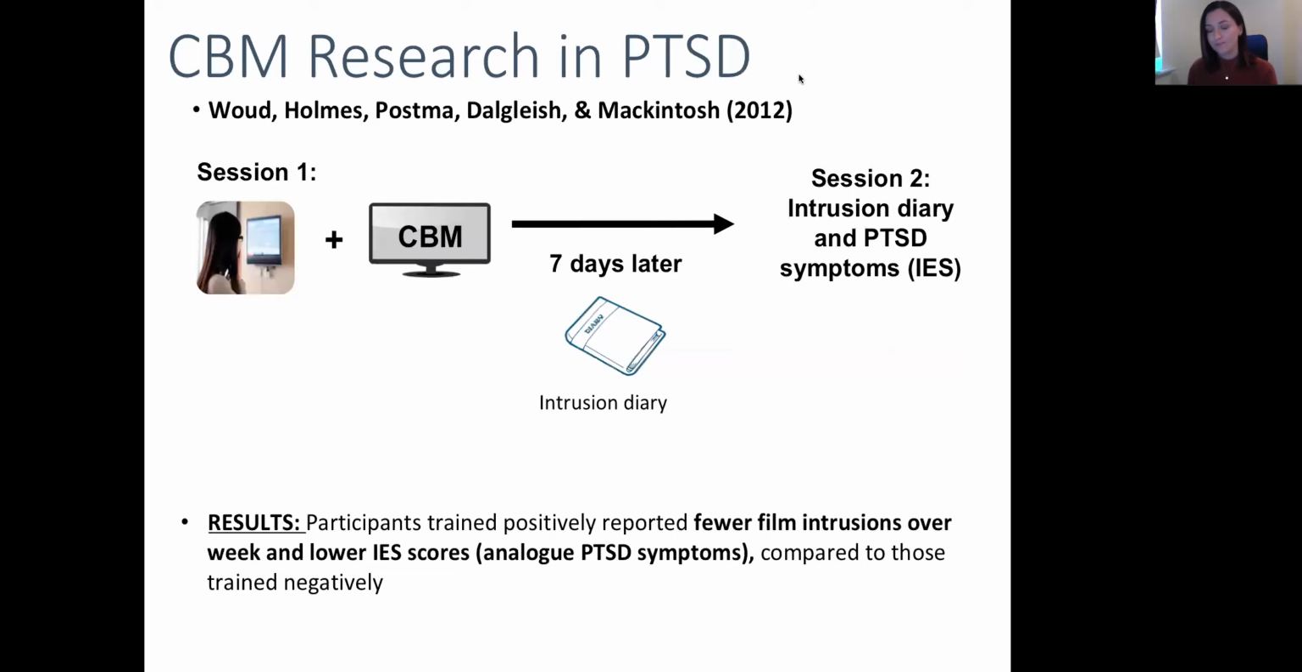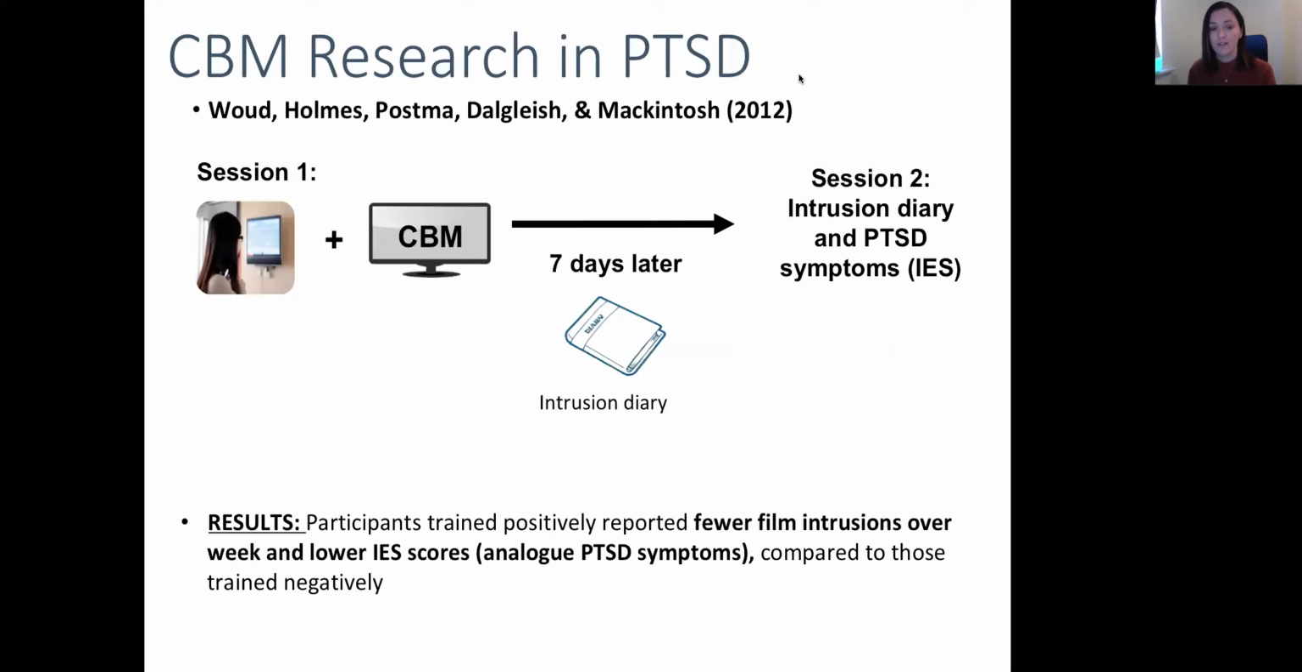After session 1, all participants completed an intrusion diary over 7 days, so keeping record of any intrusions that they experienced in relation to the film clip they watched at session 1. They came back 7 days later for session 2, handed in the intrusion diary, and completed several follow-up measures, including the Impact of Event Scale, which measures analogue PTSD symptoms. So this touches on other symptoms of PTSD, which we've mentioned earlier, such as levels of avoidance, hyperarousal, etc.